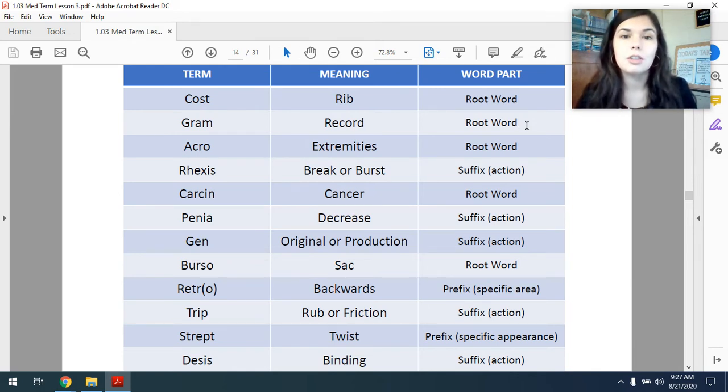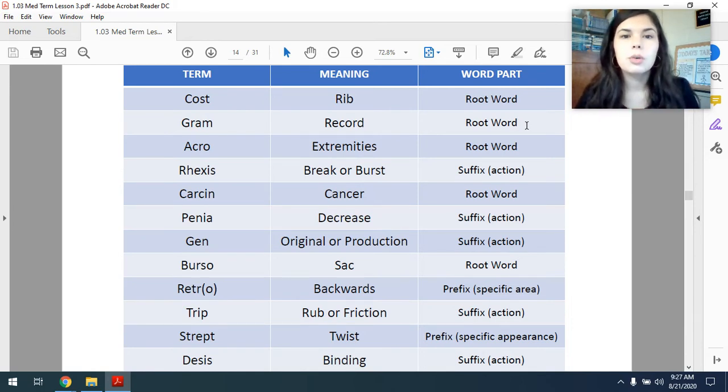I actually had to look this one up just to make sure, because I wanted to say it was a prefix because you have a cancer in a specific place of the body, but everything I have found says that cancer is considered a root word. Penia means to decrease, and this is a suffix because it's an action. Gen, original or production, is a suffix because it's an action. You are generating something, you are producing something.